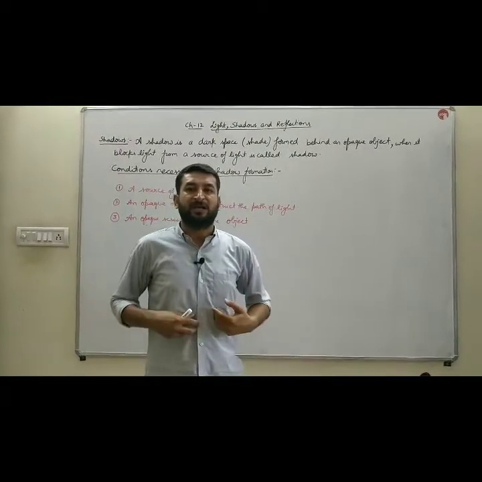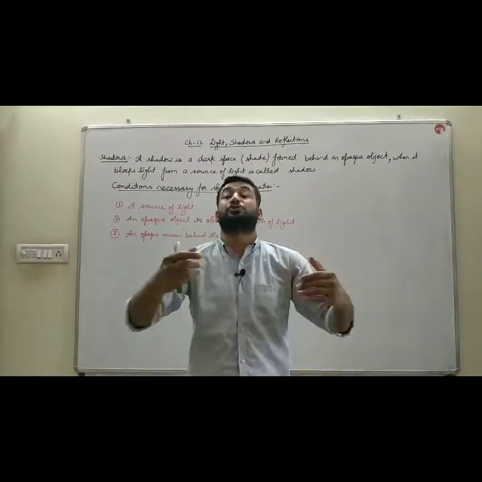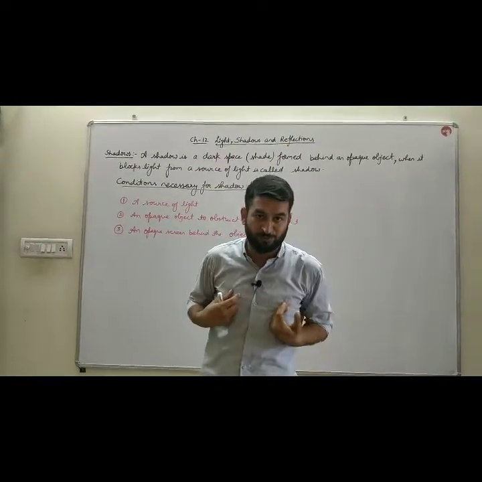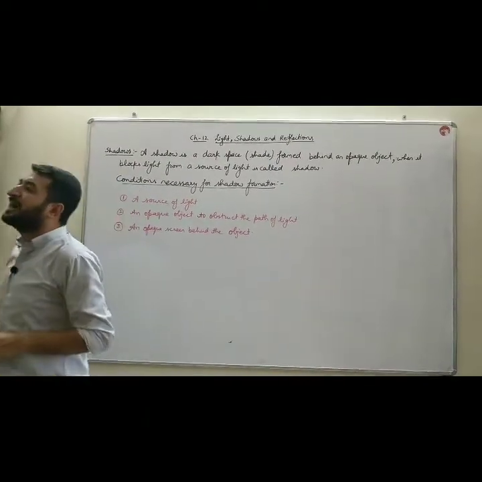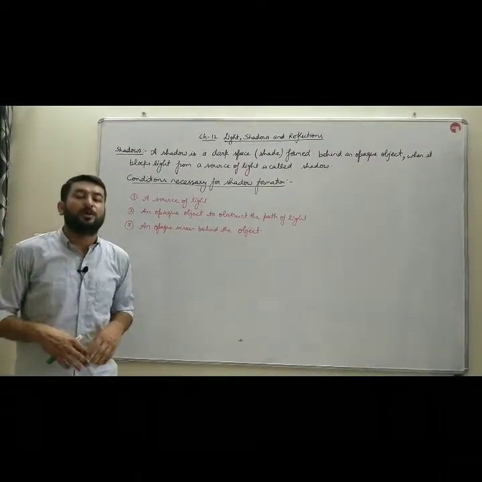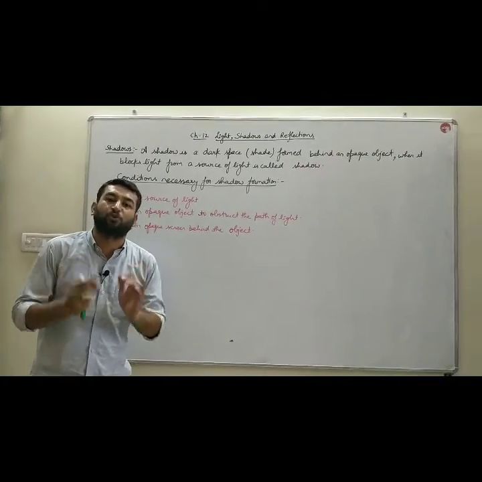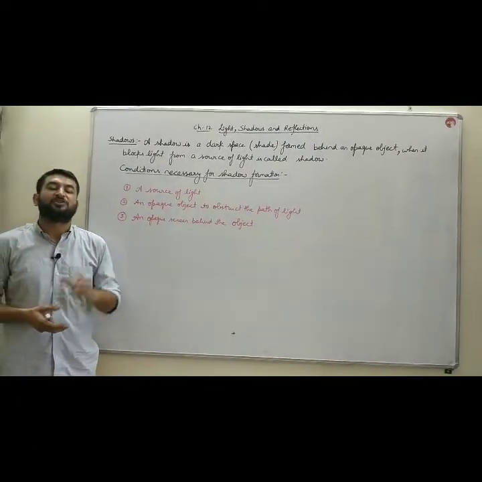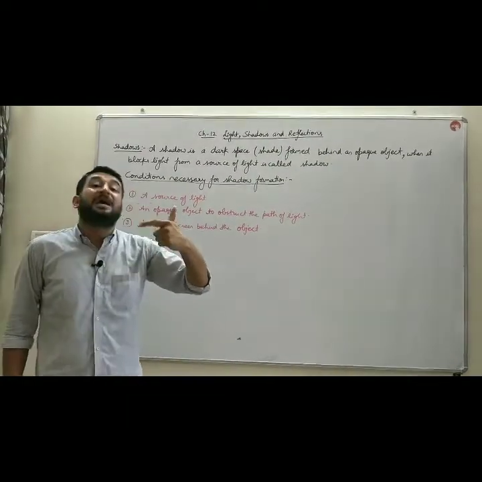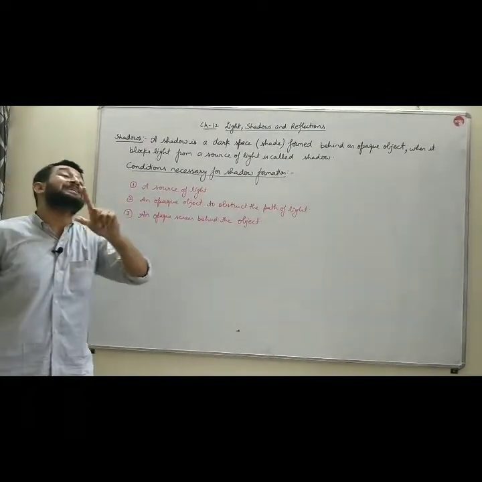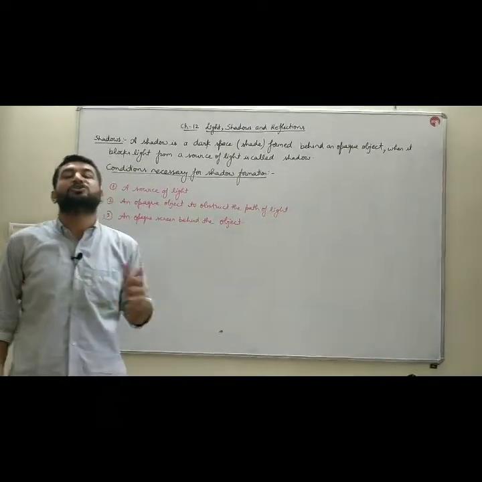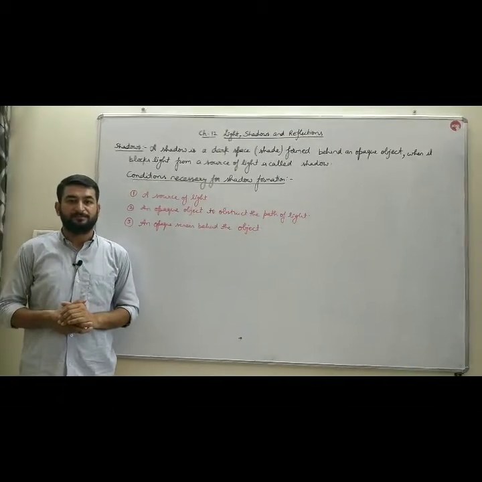Suppose I am the object, and in front of that screen there is a light source. So there must be an opaque screen behind me to get my shadow. So shadow is a dark space formed behind an opaque object when that object blocks the path of light from its source. Three conditions necessary for shadow are source of light, an opaque object between the light and the screen, and the third one is the opaque screen itself on which the shadow is formed.